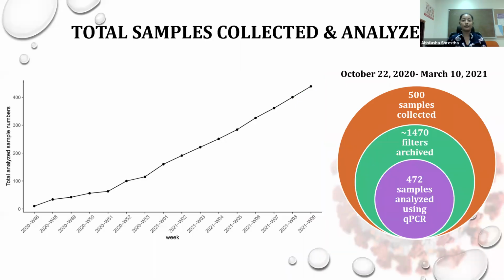In mid-December, we increased the frequency of sampling from once weekly to twice weekly, and then also added influent and effluent samples from 4 smaller wastewater treatment plants, which also serve Cook County in Illinois beyond the city of Chicago. So by that time, we were receiving and processing 15 samples twice weekly from 7 different wastewater treatment plants. And as of last week, we have collected almost 500 samples, both influent and effluent, out of which we have analyzed 472 samples using qPCR. Additionally, we have also archived over 1,400 filters in our -80 freezer that we can use for future analysis.